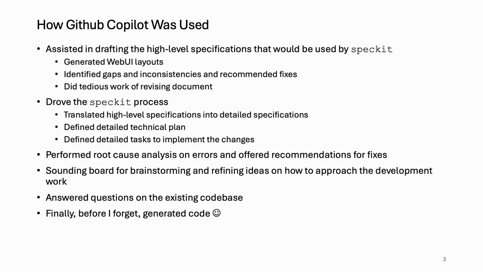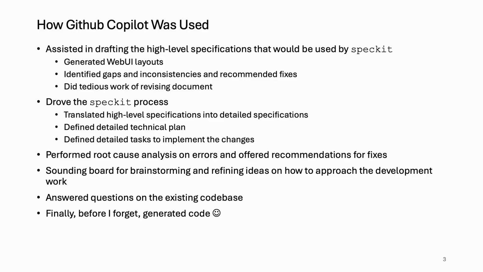First, Copilot helped with the early specification work. It assisted in drafting the high-level specs that eventually fed into the Spec-kit process. That included generating initial web UI layouts, spotting gaps and inconsistencies, and doing a lot of the tedious document revision work. Copilot also played a big role in driving the Spec-kit workflow itself. It helped translate high-level ideas into more detailed specifications, define the technical plan, and break that plan down into concrete implementation tasks. It also identified inconsistencies and gaps and provided recommendations on how to address these issues.